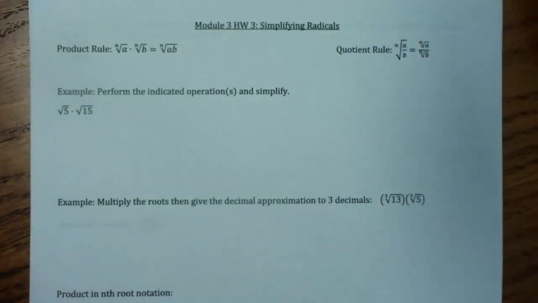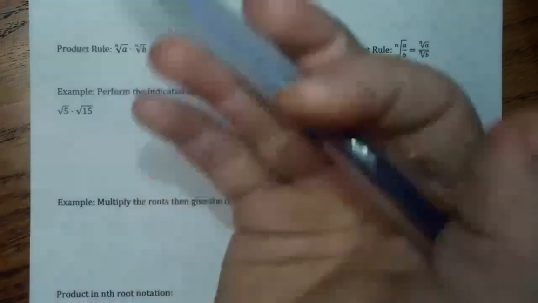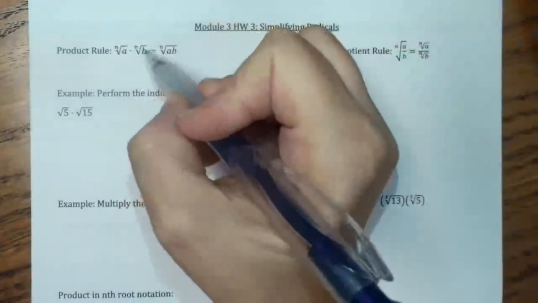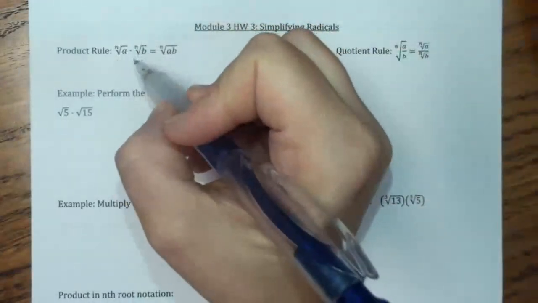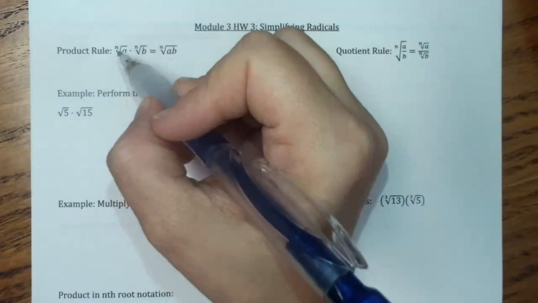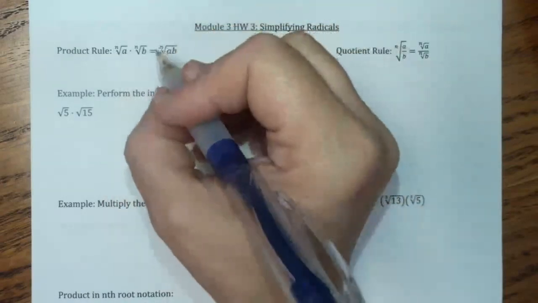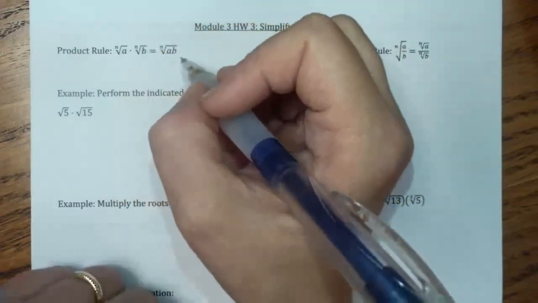All right, so module 3, homework 3, simplifying radicals. We've been talking about simplifying radicals, but let's continue. We have what's called the product rule. Product means multiply. So if we have the nth root of a times the nth root of b, they are both being multiplied together. Instead of writing them with their own nth root, I can multiply them together and say the nth root of a times b.